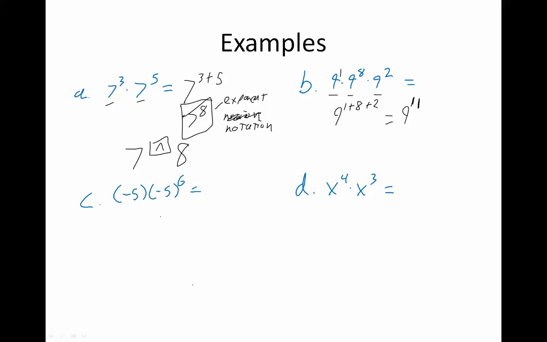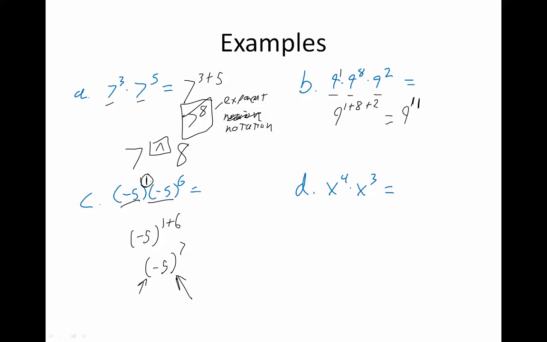And then part C here, -5 times -5 to the 6. Remember, this is -5 times -5 6 times, which means we've got -5 to the 1 plus 6. Again, there's no exponent here, which means there's a 1 right there. So this is 1 plus 6, or -5 to the 7th power. Notice how I've kept the parentheses here. The parentheses are an important thing in this problem, because if you don't have the parentheses, it's negative times 5 to the 7th, and that's a different thing. And we'll show that later. So there we go. 1 plus 6.